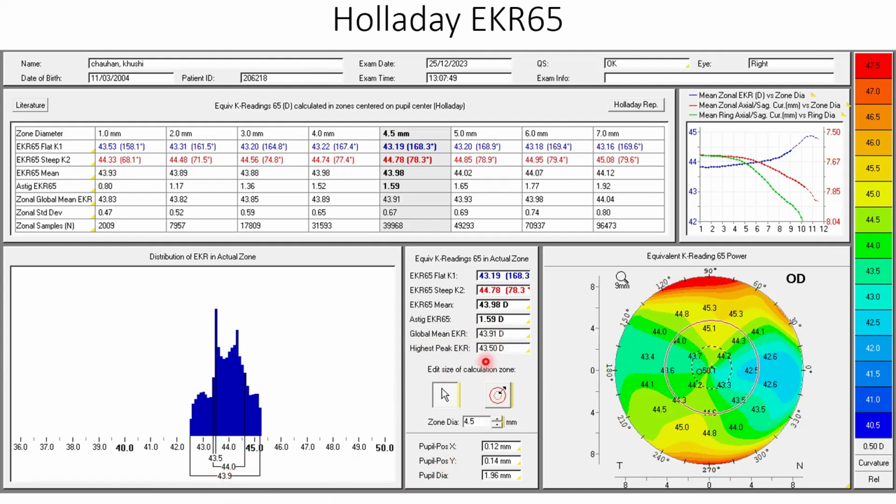Similarly, the highest peak is 43.5, and this value corresponds to 43.5, which is given over here. Now let us have a look at this 44, which is denoted by these brackets, which include only the 65% of the values. So this is the EKR 65 mean, which is 43.98 or 44 diopters. So this is how we read the histogram.